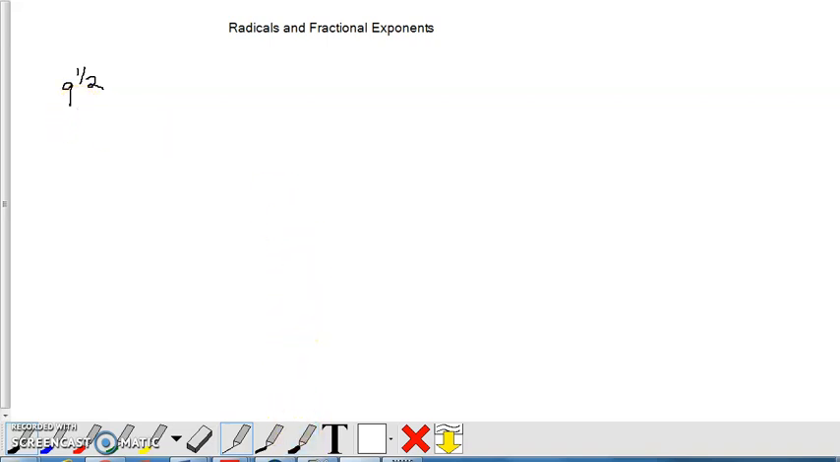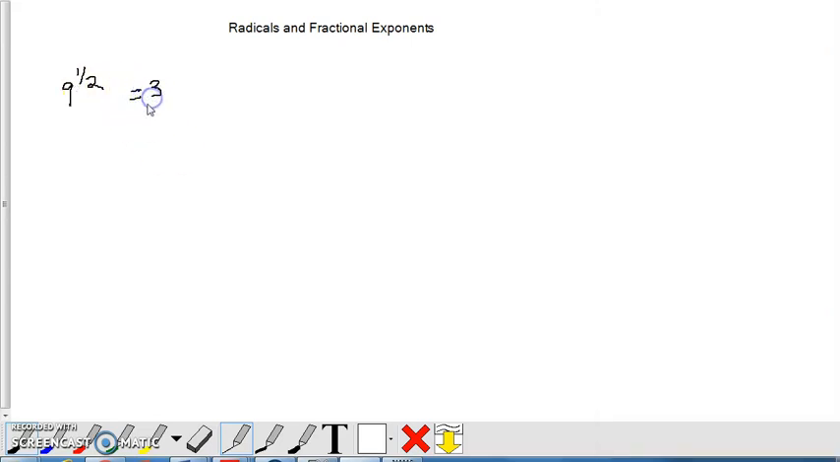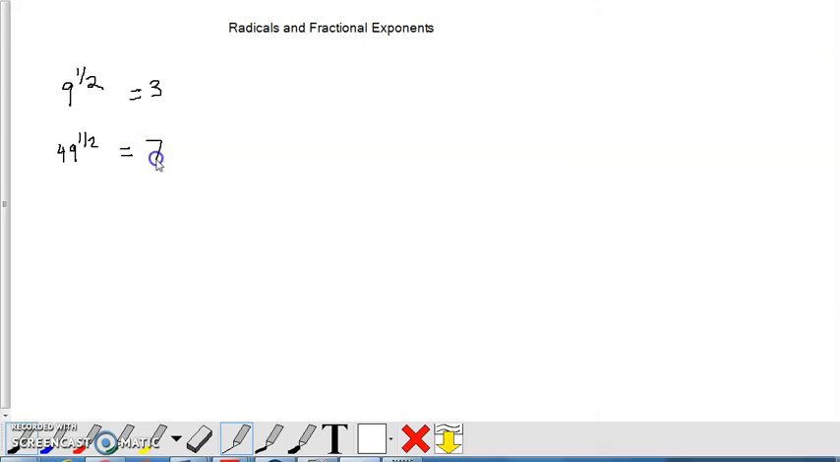So let's go ahead and use our calculator. I'm going to say 9 to the power of 1/2, or 0.5. Ooh, that gives me 3. All right, let's try another one. What happens if I say 49 to the power of 1/2? Make a prediction, and let's check out that prediction. So 49 to the power of 1/2 gave you 7.